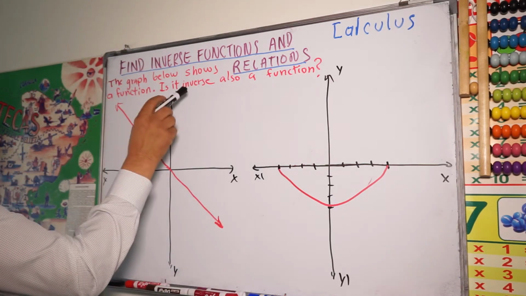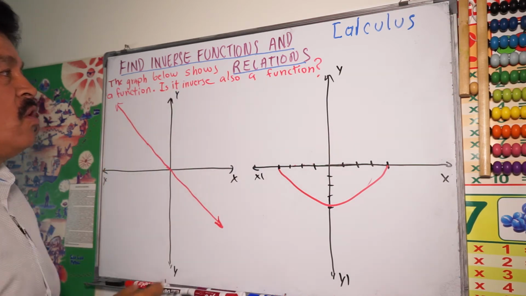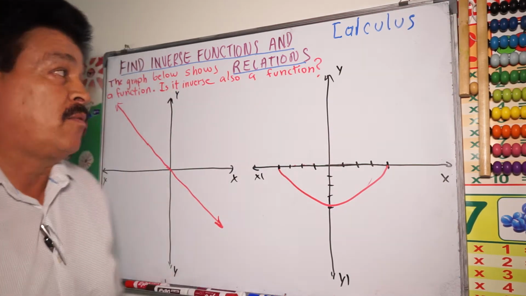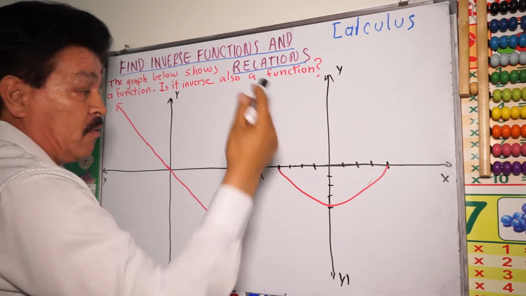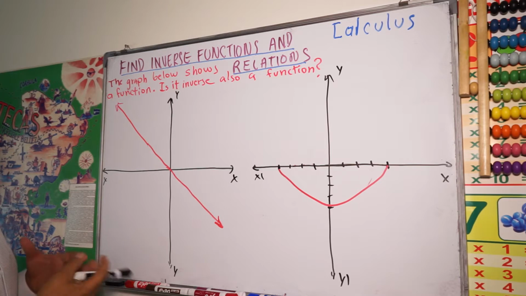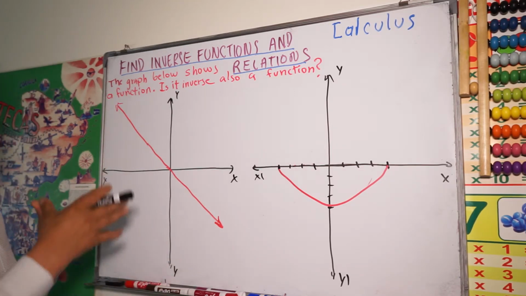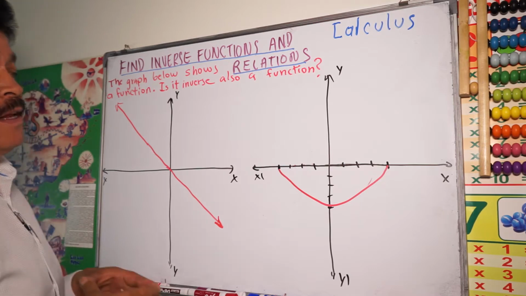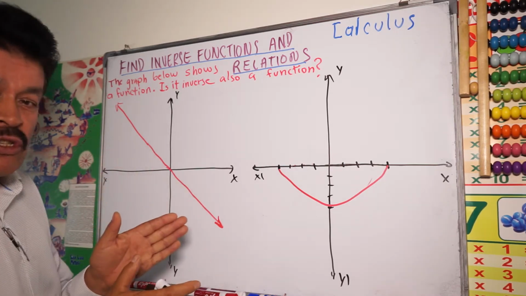The graph below shows a function. Is its inverse also a function? That's the question. I mean, this is a function, and then is its inverse also a function, or what kind? The problem we have here: relations or function.